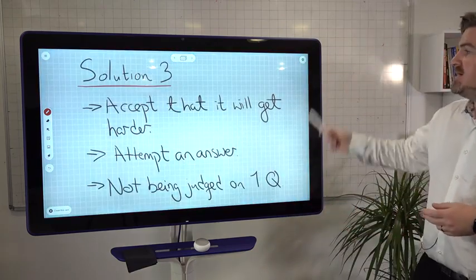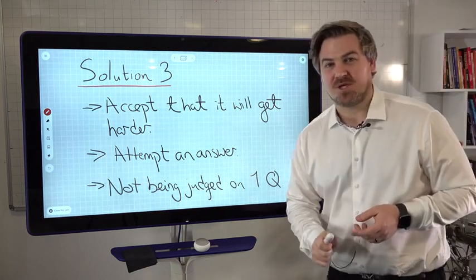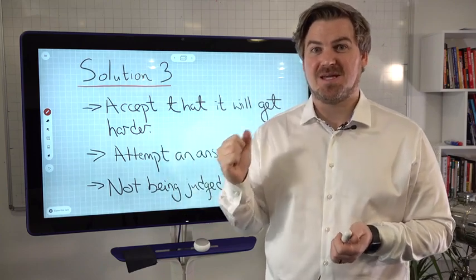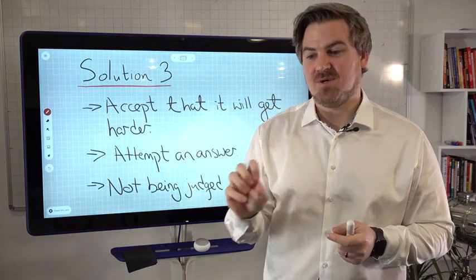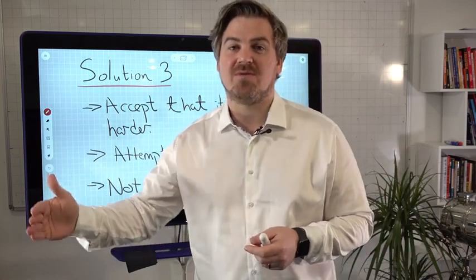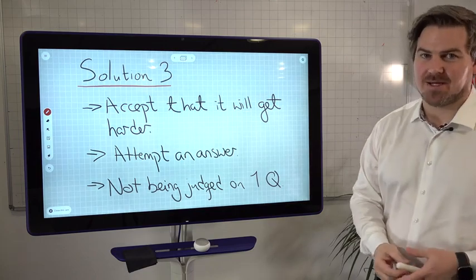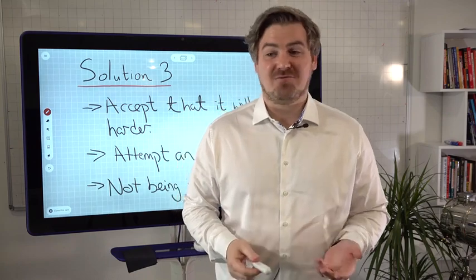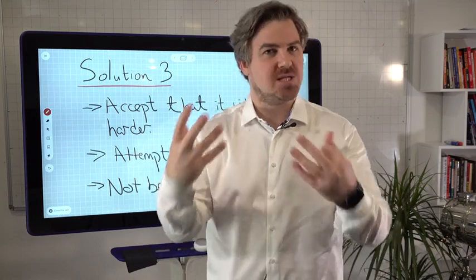And solution number 3, accept that it will get harder. Attempt an answer, and you're not being judged on one question. It is going to get harder and harder. And if it does, you should think, yes, this is great, because the examiner has a range of questions for Part 3, easy ones, middle ones, and hard ones. If they think that you're good, they will ask you more and more difficult questions. So if you get a difficult question, you say yes and attempt the answer at least, even if you have no idea. So if you've no idea, say, I really have never thought about that, I have no idea, but if I had to give an answer, this is what I would say, and just attempt an answer.